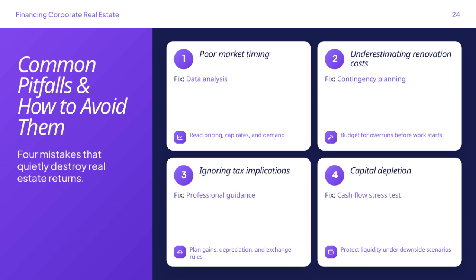Second, underestimating renovation costs often leads to budget overruns. To prevent this, always build contingency plans and budget for unexpected expenses before any work begins. Third, ignoring tax implications can seriously impact your bottom line. Professional guidance is essential here. It's important to carefully plan around gains, depreciation, and exchange rules to optimize your tax position.